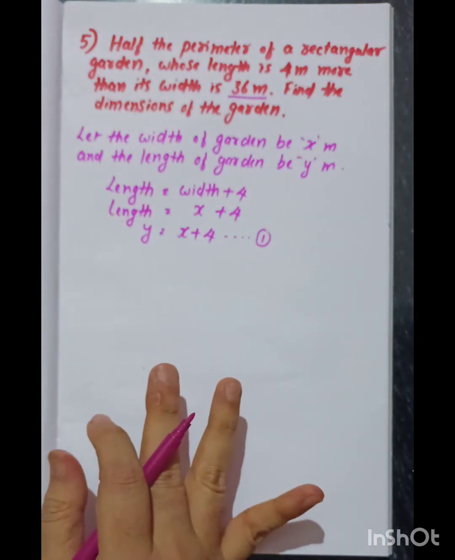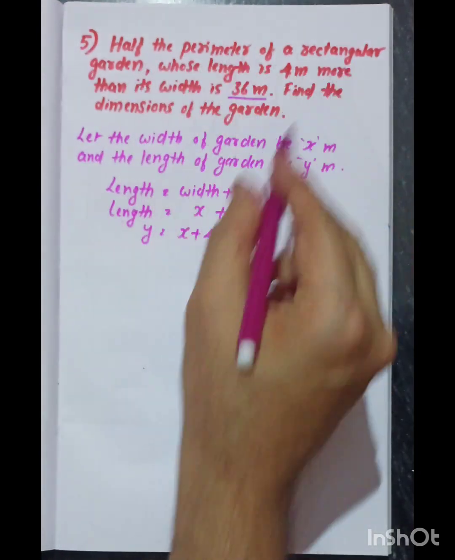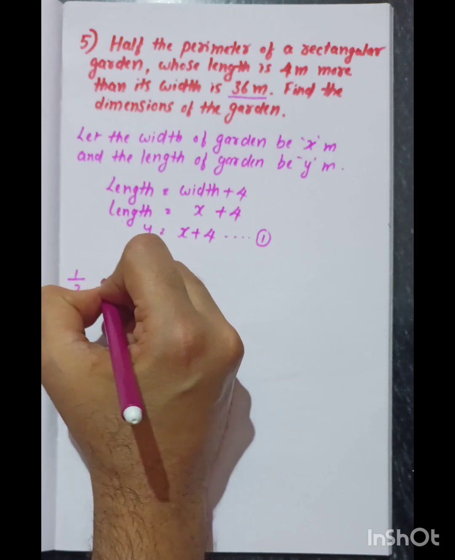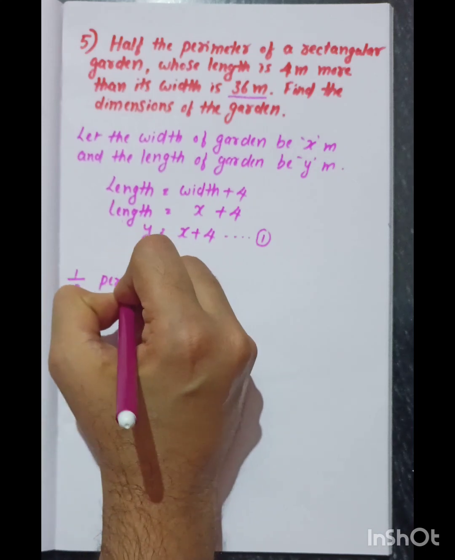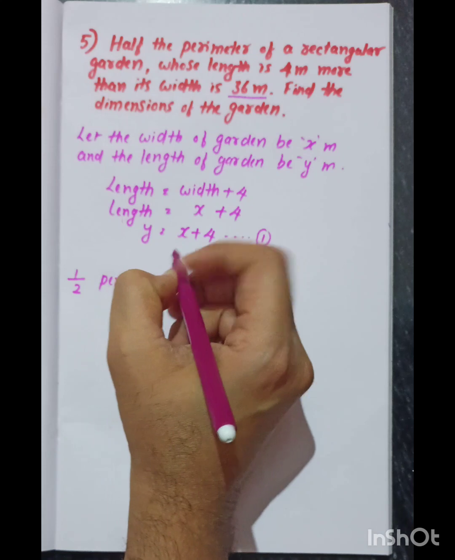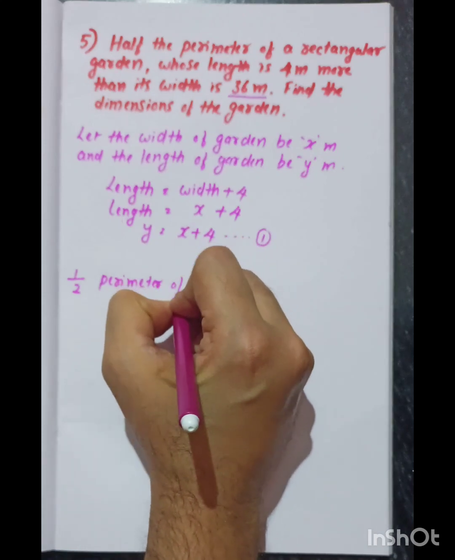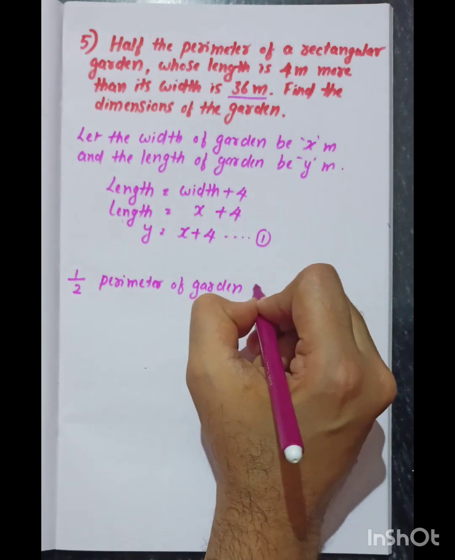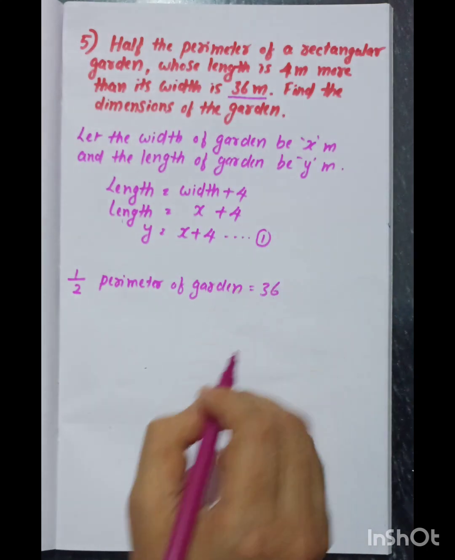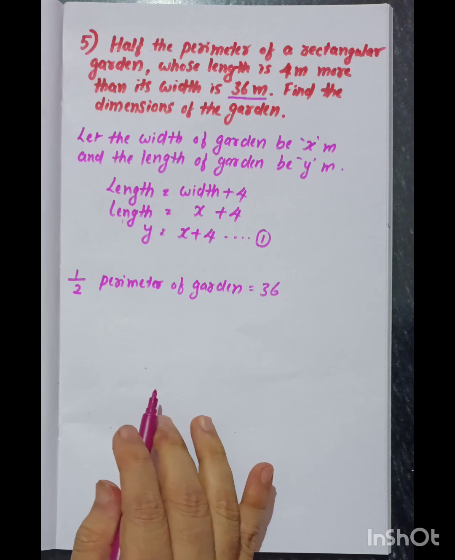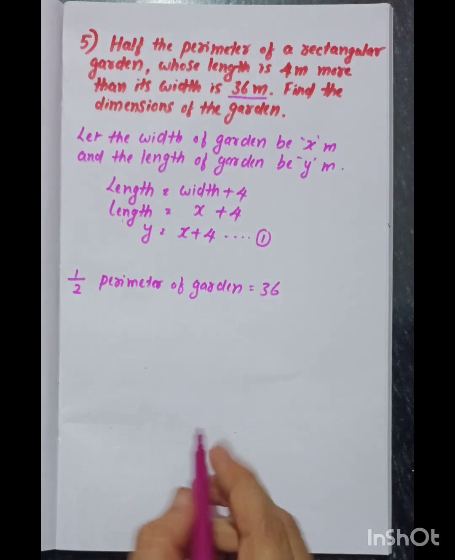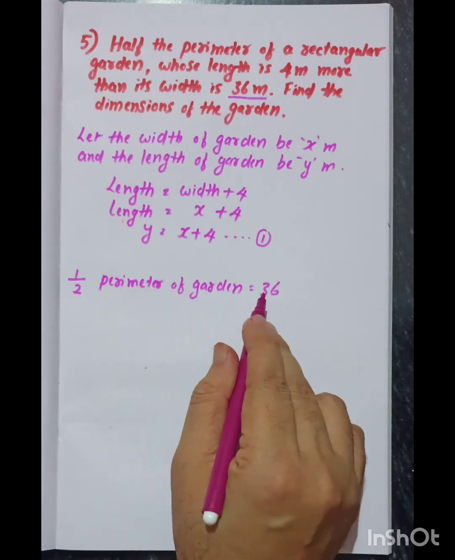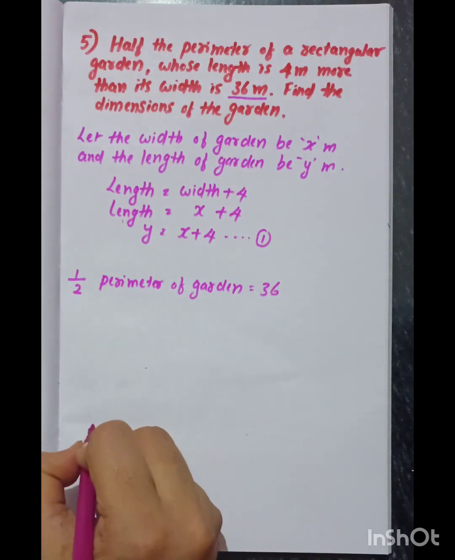Now the second information is half the perimeter of the garden, so write like this, half perimeter of garden equals 36. Half the perimeter of the garden. Let's do a small working here about half the perimeter of the garden.